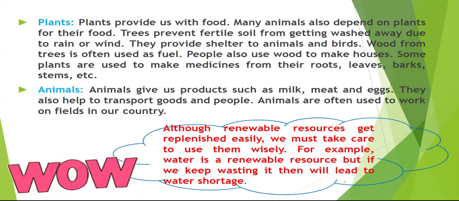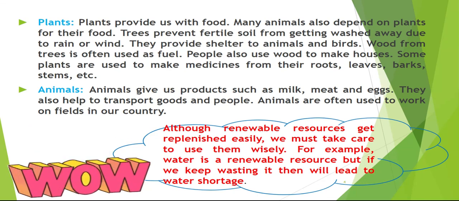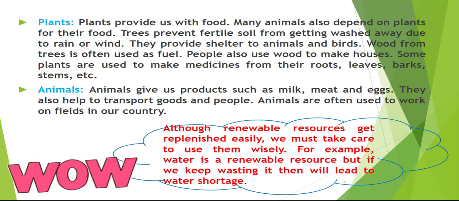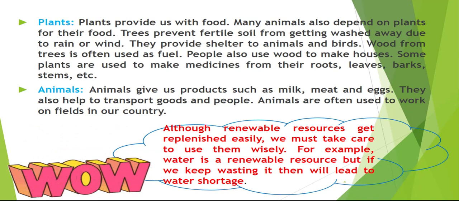Plants provide us with food. They are also known as green gold. We have discussed why they are known as green gold, because gold is a precious type of metal and plants are precious to us, which are green in color. Now many animals also depend on plants for their food. Some plants are used to make medicines from their roots, leaves, barks, etc.